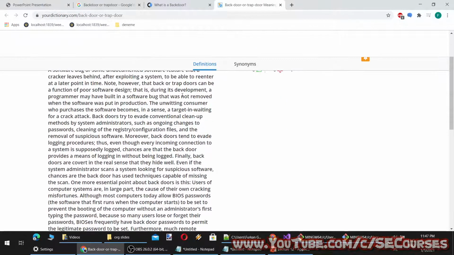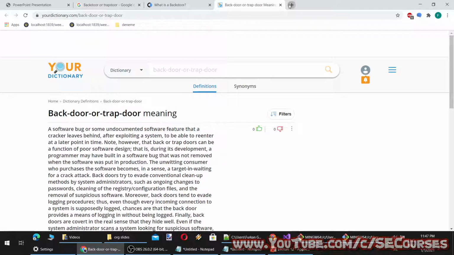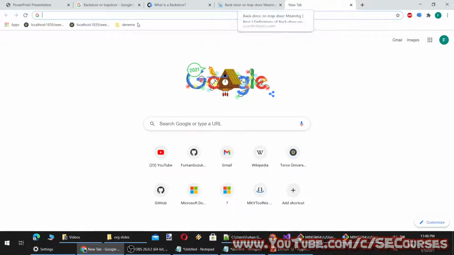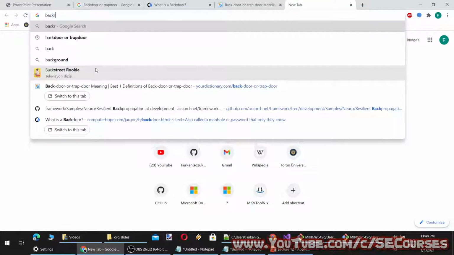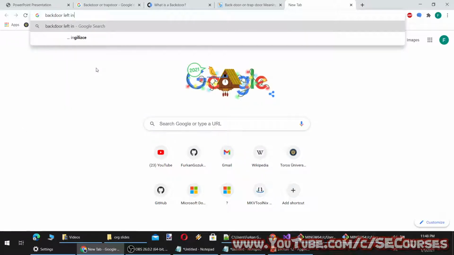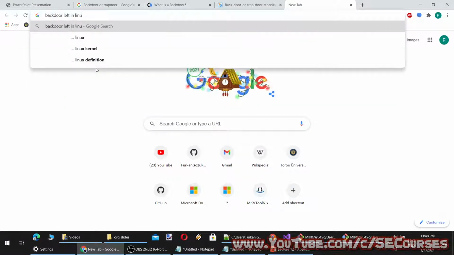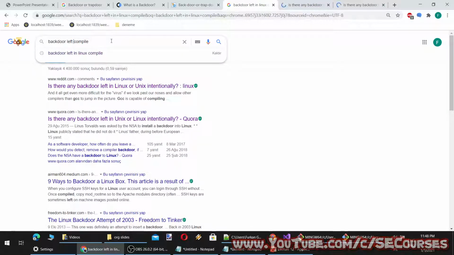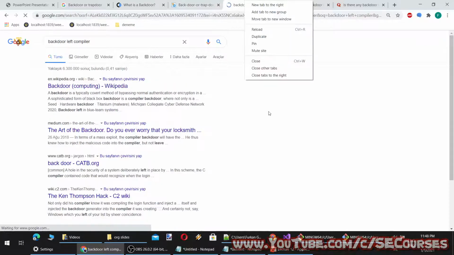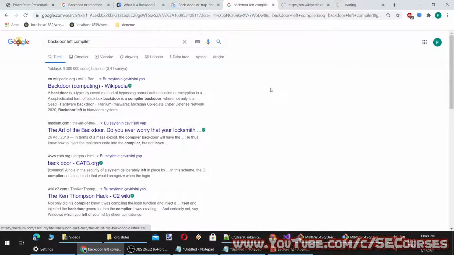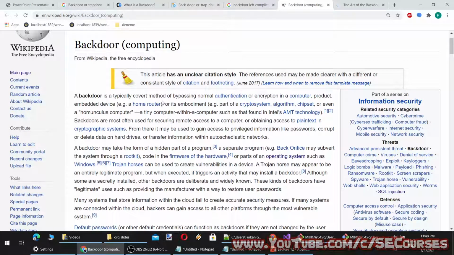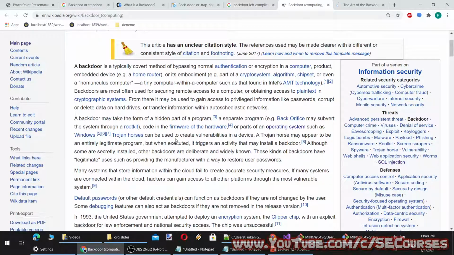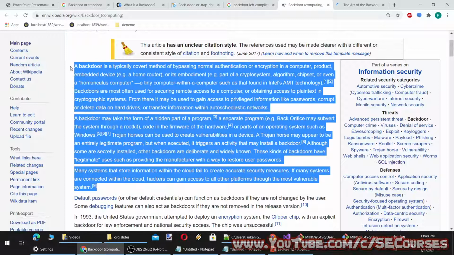There have been some serious backdoors even in professional software. I believe there was a backdoor left in a Linux compiler or some program compiler. I don't remember exactly, but I will find it for you. Okay, backdoor computing. Okay, let's read from Wikipedia.